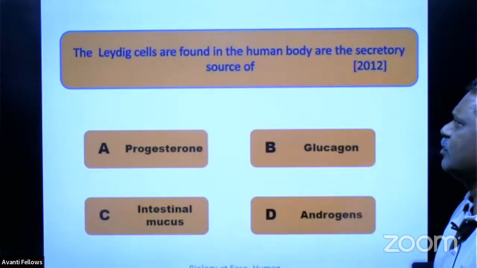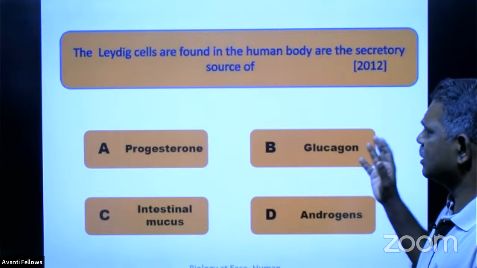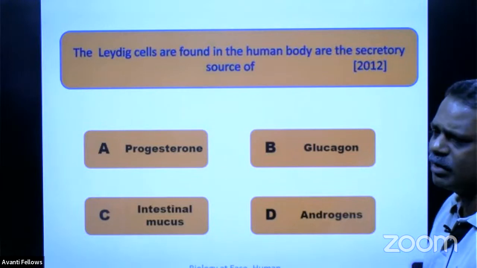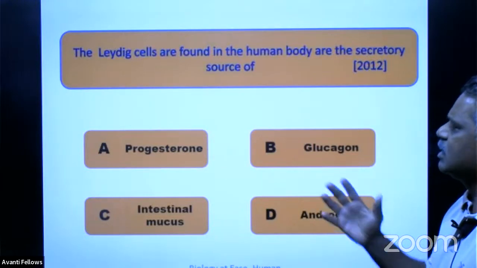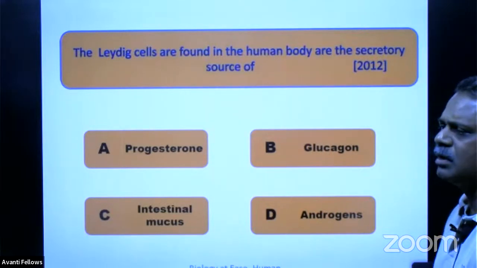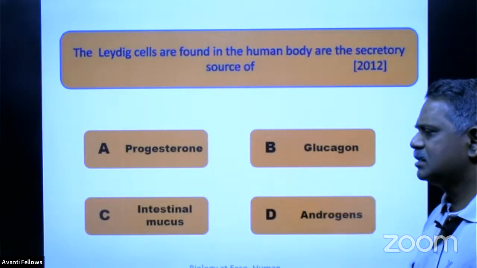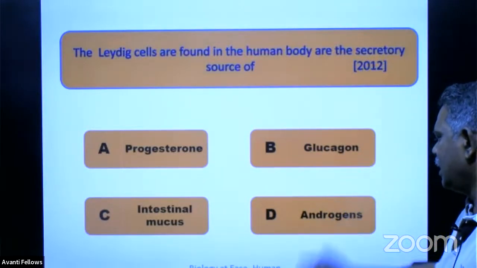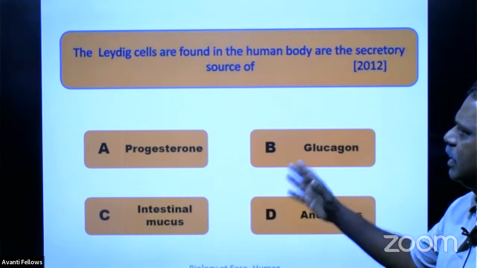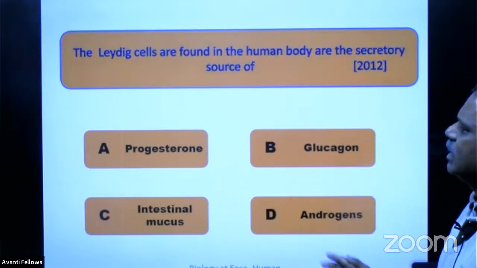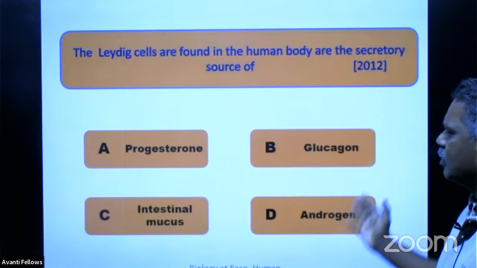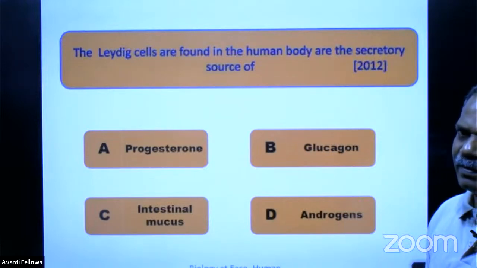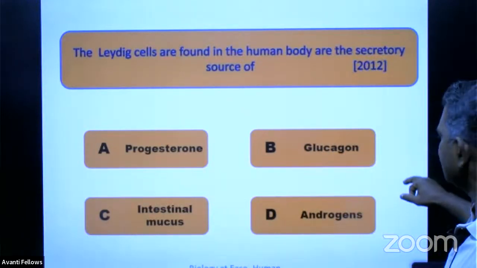The Leydig cells found in the human body are the secretory source of: A, progesterone; B, glucagon; C, intestinal mucus; D, androgen. So what do Leydig cells secrete? Progesterone, glucagon, intestinal mucus, or androgen? Then we will move to another one.